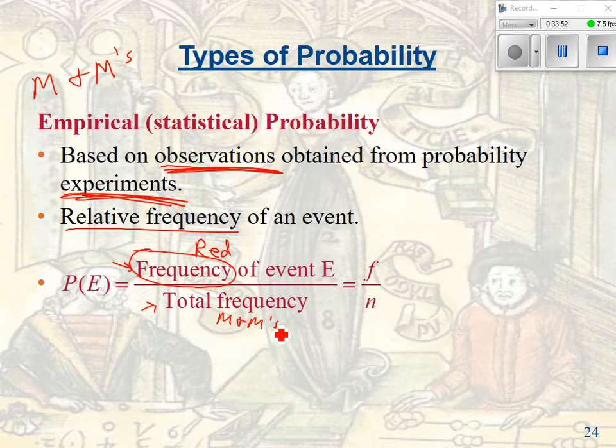Favorable over total. F stands for frequency. Hopefully you haven't forgotten that. N, just like before, N is for your total in that certain sample space that you're dealing with.